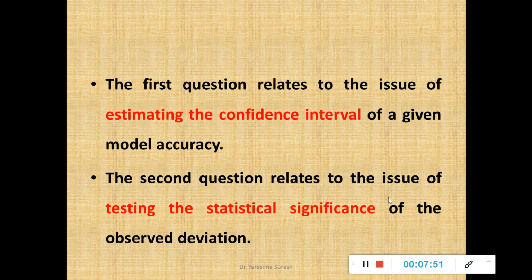The second question relates to the issue of testing the statistical significance of the observed deviation. That means whether there is a relation between accuracy and number of records, statistical significance. If the value is greater than 1, I'll say they are positively correlated, less than 1 negatively correlated, equal to 1 statistically independent. It is for the attribute value pairs. Now I am talking about models, so I need to test the statistical significance between the accuracy and the number of records that has been evaluated.